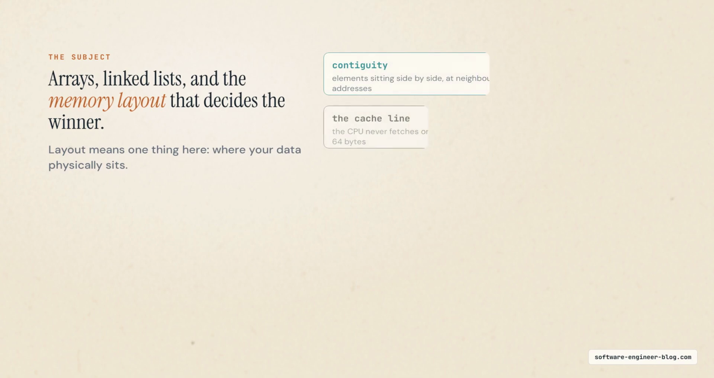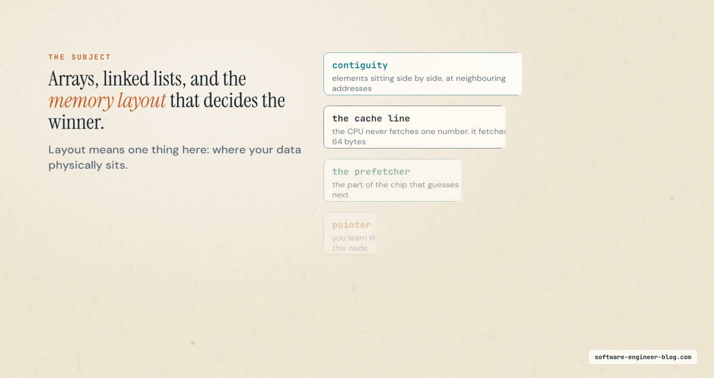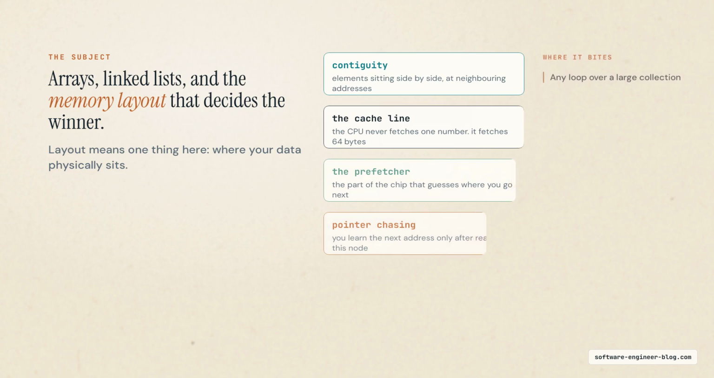Contiguity, which means elements sitting side by side at neighboring addresses. The cache line: the CPU never fetches one number, it fetches 64 bytes. The prefetcher, which is the part of the chip that guesses where you are going next. And pointer chasing, where you only learn the next address after reading the current node.